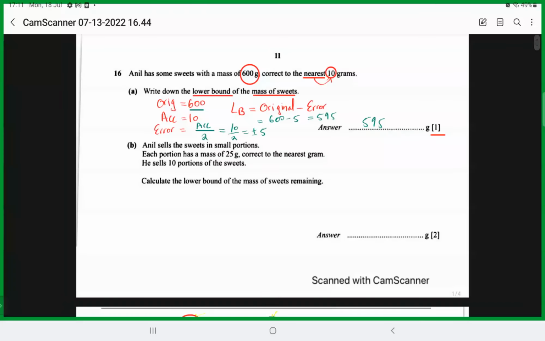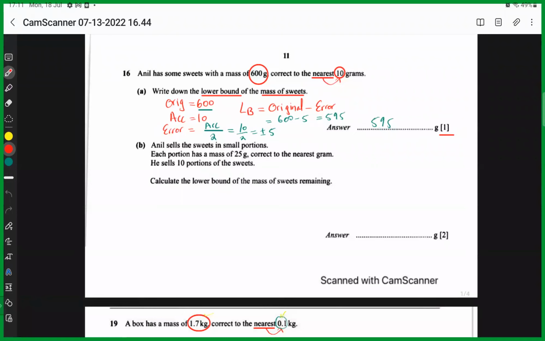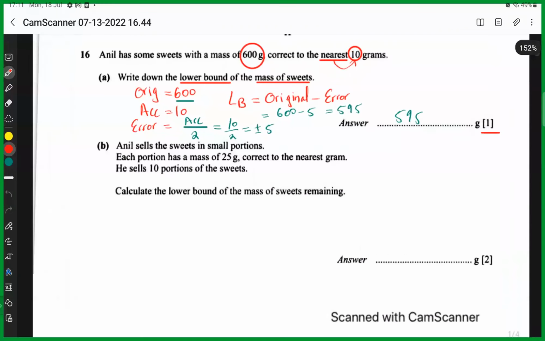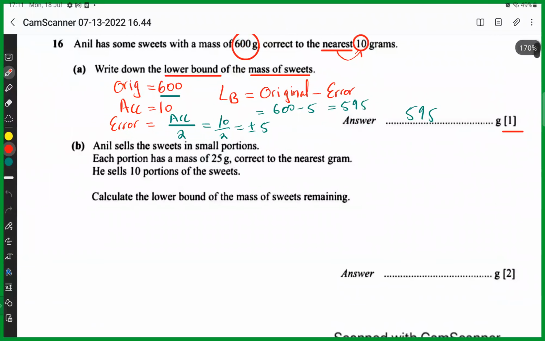Okay, yes. So these were some questions which we were discussing in the last class. We were able to do the first parts because that was easy, and the second parts were basically technical. So let's have a look at these questions once again. The first part was: Anil has some sweets with a mass of 600 grams, correct to the nearest 10 grams. So this was the original quantity.